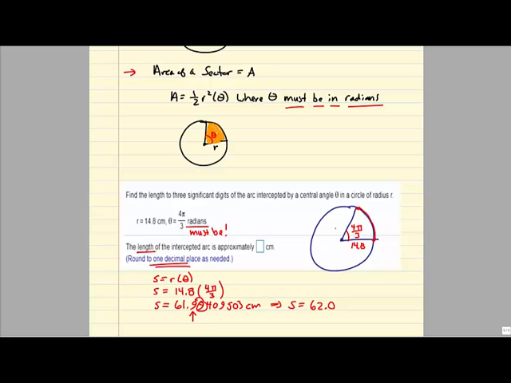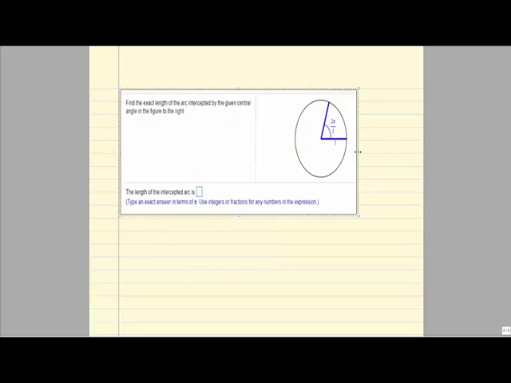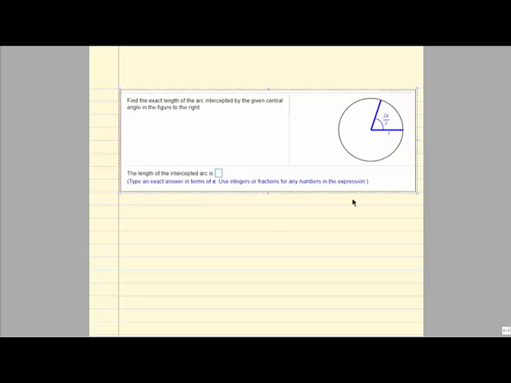Now the last problem we looked at, it asked us to round to 1 decimal place as needed. This problem is going to be a little bit different. We're still finding arc length. They give us the picture here, so we don't need to draw a picture. But if we look at our directions right away, it says find the exact length of the arc. Now exact length doesn't mean take it out to more decimal places. It usually means leave your exact answer in terms of pi. So make sure you read the instructions here.